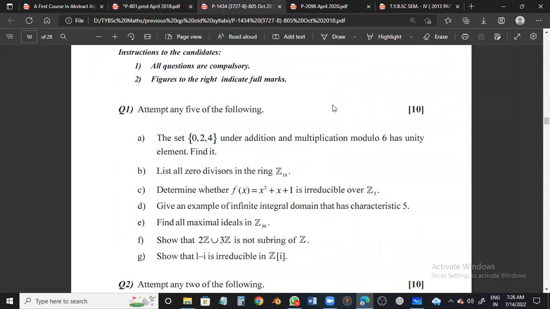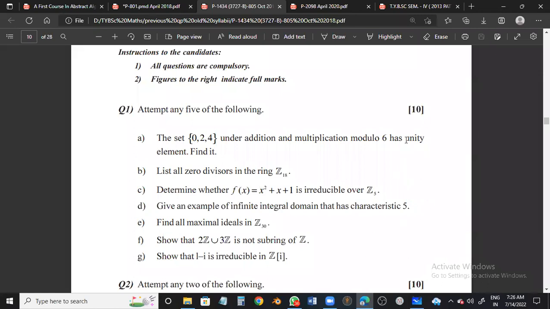Going with the next paper. So the set, I think all of you can read it. The set 0 to 4 under addition and multiplication modulo 6 has unity element. Find it. This question was earlier for 2 marks. So they have given addition and multiplication.